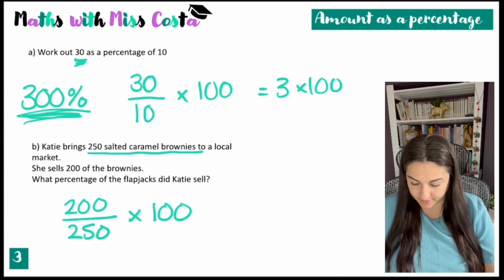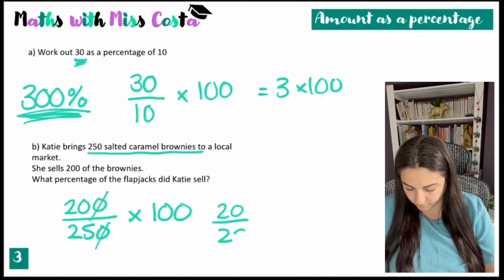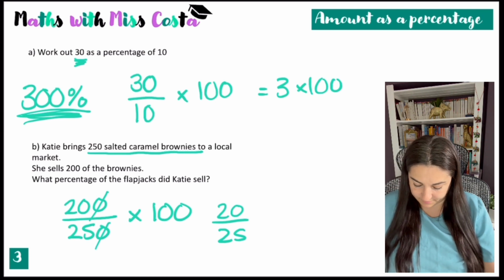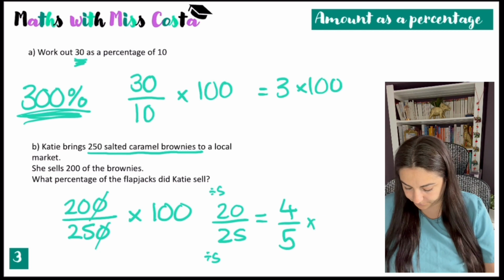So let's try dividing as much as I can. Divide both by 10. So 20 divided by 25. Can I simplify that any further? Well, I know that 5 goes into both 20 and 25. So 20 divided by 5 is 4, and 25 divided by 5 is 5. So I've got 4/5 times 100.